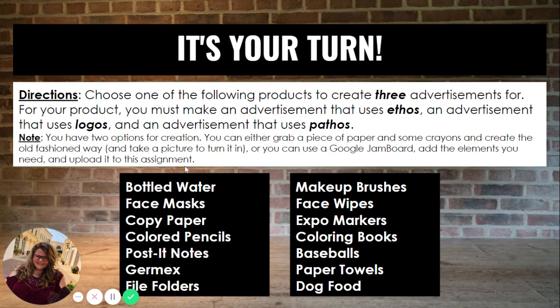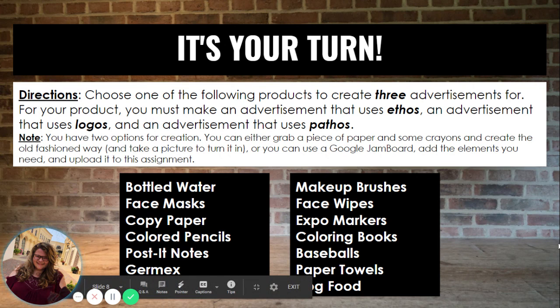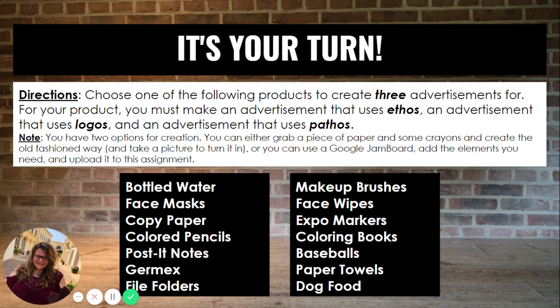So you're going to have 2 options. You can either get a piece of paper and some crayons or markers or whatever you have at your house and do it on paper, and then take a picture of that and turn it into Google Classroom. Or you can use Google Jamboard or Google Slides if you're more comfortable with that, and add the elements you need and upload that to the assignment. So I want you to not be stressed out over making this beautiful and perfect, but I do want you to make it very clear that you understand the difference between these 3 things.